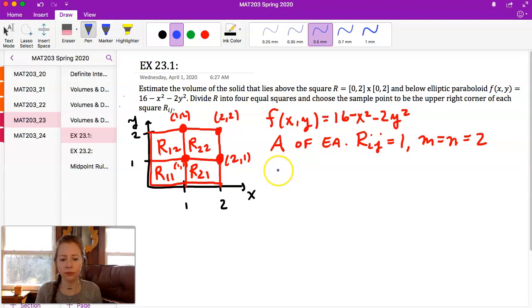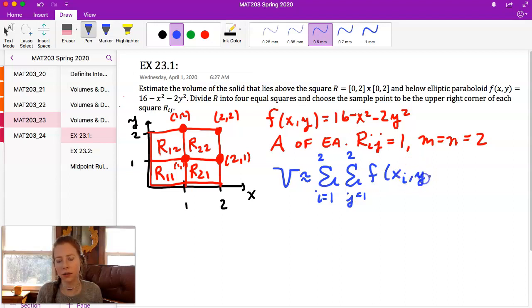So our volume can be approximated as the double Riemann sum from i equals 1 to 2 and j equals 1 to 2 of f of x i, y j times delta A. All right, these are going to be our sampling points for each, and we're using the upper right corner. All right, so let's write this out.